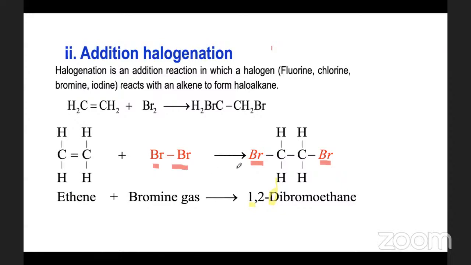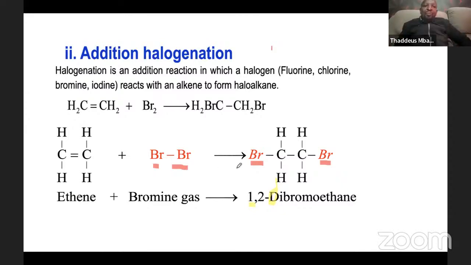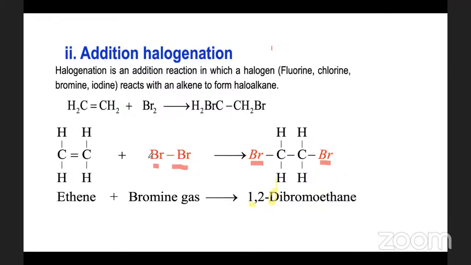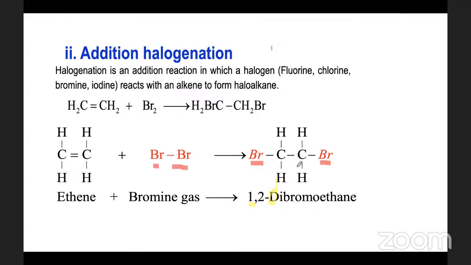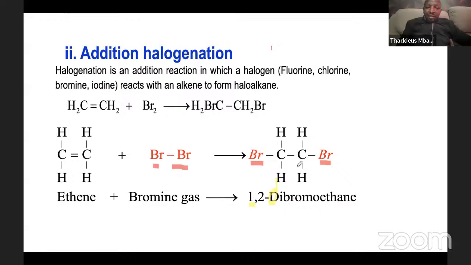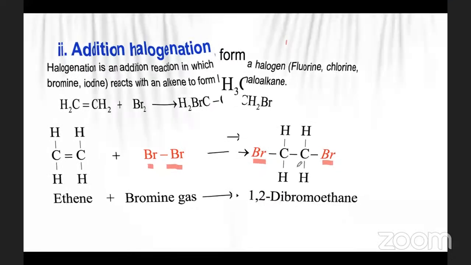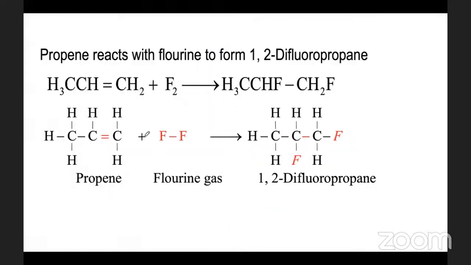So does it make your work very easy? Because you see now, it's just the same way. Once you understand how to do addition for hydrogen, you can do it for the others. The only difference is that because it's bromine, you're going to put bromine. If this one was fluorine, you're going to put fluorine. Are you understanding? Yes. Perfect.